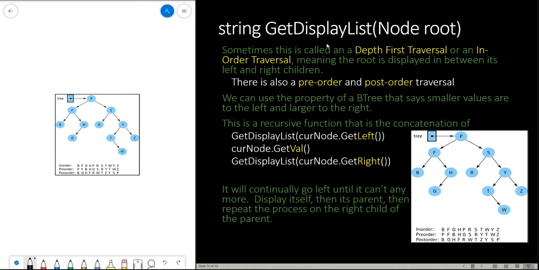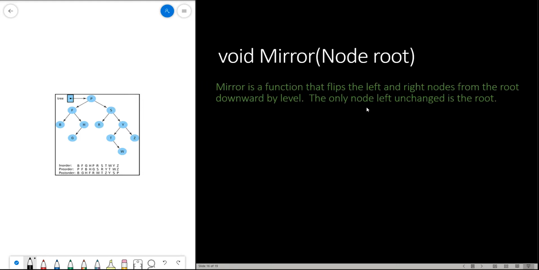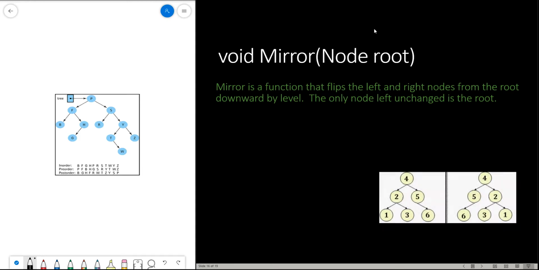Okay, one of the other operations that you may see sometimes when we're dealing with this is a mirror operation. It basically means literally flip everything. So all your lefts become your rights and your rights become your lefts. Like, wow, that must be really hard. How do you actually do this? Well, it's another recursive function. It's actually fairly straightforward. So a mirror function that flips the left and right nodes from the root downward by level. So that means that the left node of P will become S and the right node of P will be F.